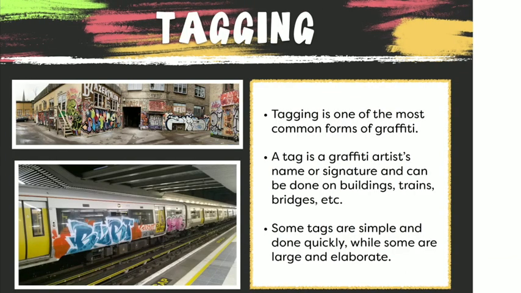But tagging is one of the most common forms of graffiti. Bet you've seen some of these, maybe in places they probably shouldn't have been. A tag is a graffiti artist's name or signature that can be done on buildings, trains, bridges, etc. Some tags are simple and done quickly, while some are large and elaborate.